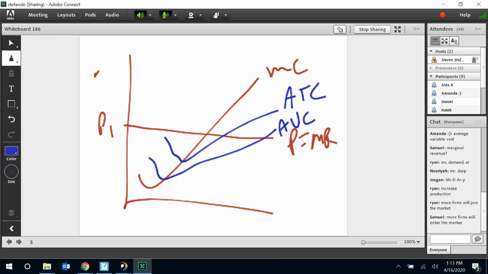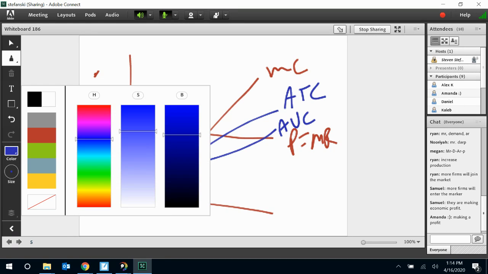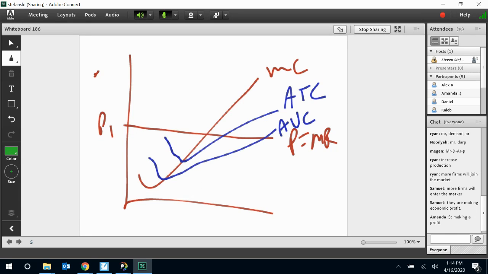Now my graphs aren't very good because I'm writing on a board around the touch screen, so I'm sorry it's not getting closer and closer. What is Alex's firm doing here? He's making economic profit, because he's going to produce right here, and we can see that his cost then is right here. I'll put PC for his cost. So this is profit.